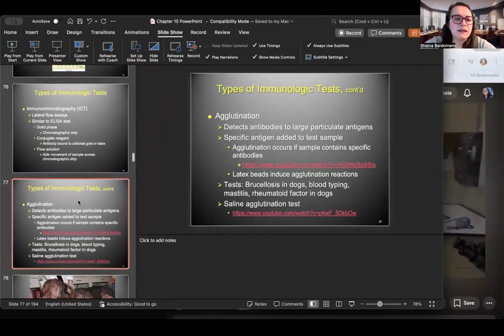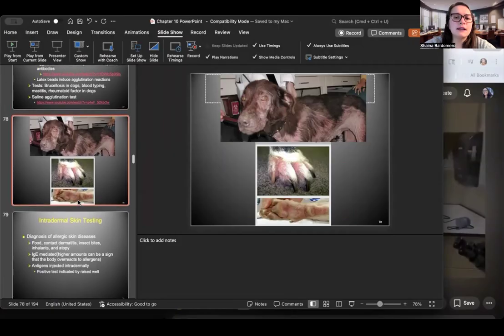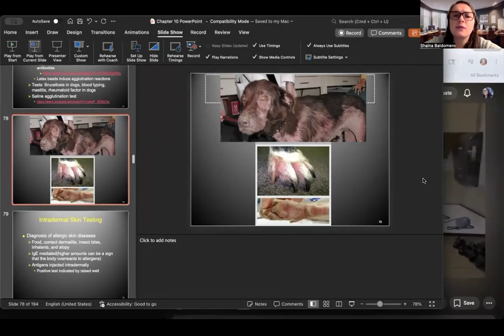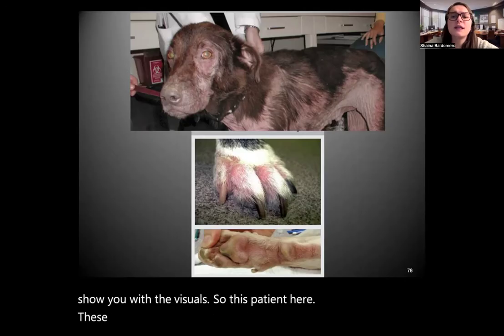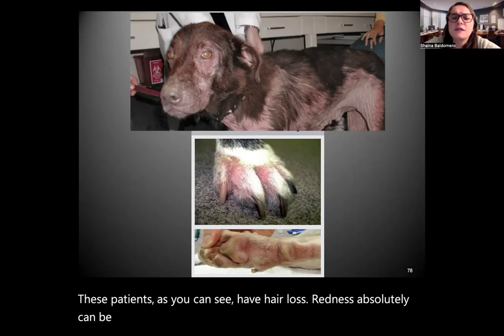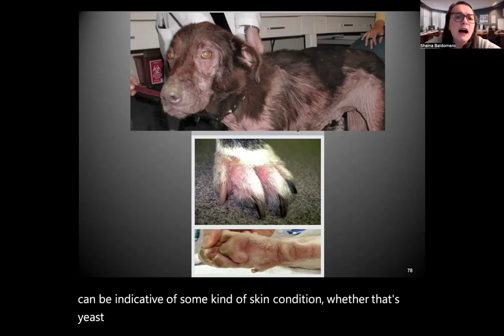All right, so let's get back into that. So we were just looking at, again, some skin conditions here with the patients. This is what I was trying to show you with the visuals. So these patients, as you can see, have hair loss, redness, absolutely can be indicative of some kind of skin condition, whether that's yeast, bacterial, fungus. There's many different causes for that.